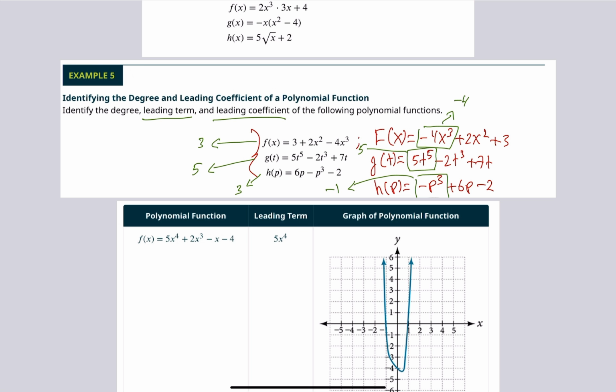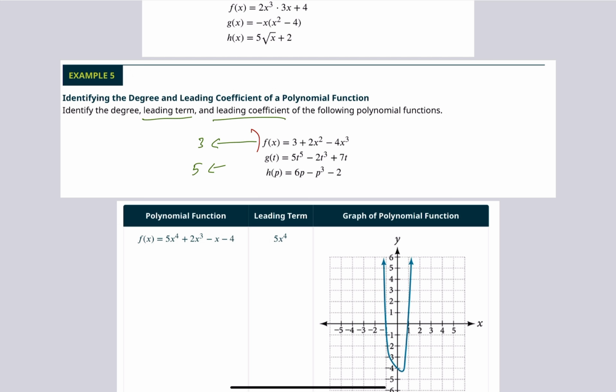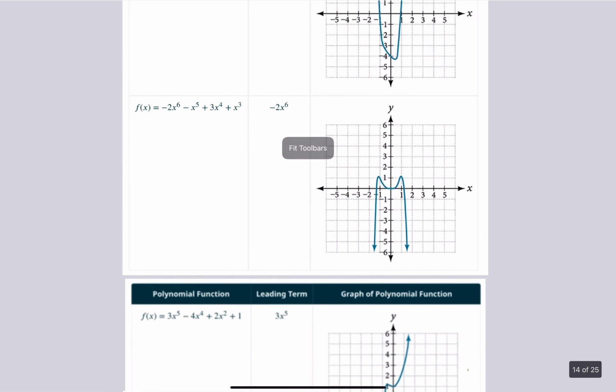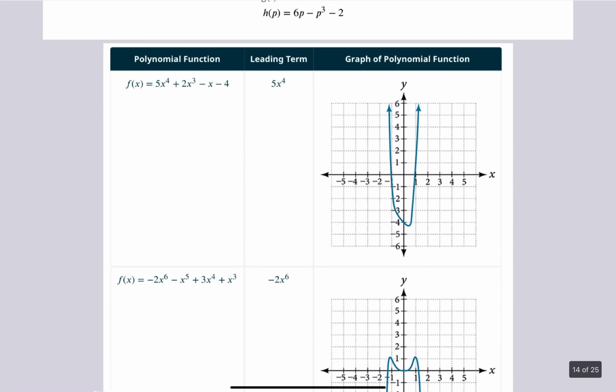And why is this important? It's important to rearrange every single polynomial function and understand what the leading term is, because that will help you find the end behavior, which brings us to this table. Now let's have a look at this polynomial function and understand what the leading term is. Well, it's rearranged for us, so that's a good thing.